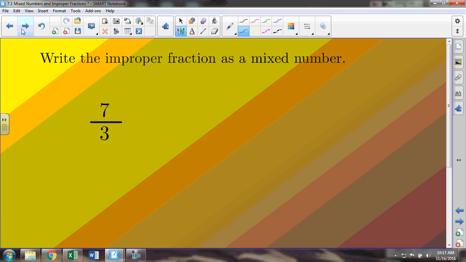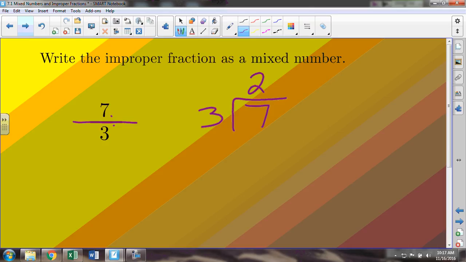So, here's one of our two objectives. Take this improper fraction and write it as a mixed number. In order to do this, you have to remember one thing. Fractions are division. 7/3 is saying 7 divided by 3. So you would need to set this up, 7 divided by 3, and run through the long division until you get a remainder. How many times will 3 fit inside 7?